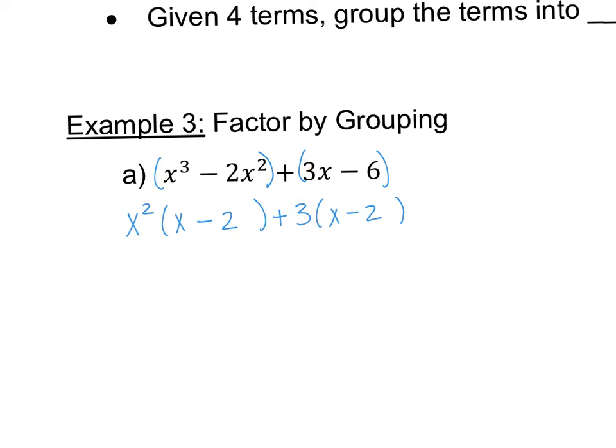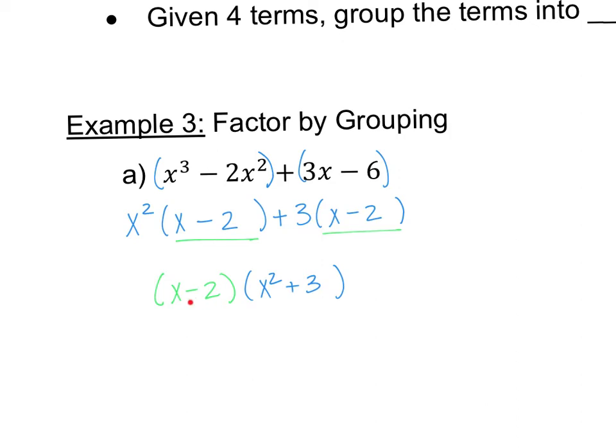And so from this case, I still have two terms, but I notice that both of them have x minus 2 as a factor. So I can pull that out, x minus 2. But what do I have left over? Well, I have x squared left over in the first term. Bring that down. This plus sign I need to bring down. And this 3 that was in front of the x minus 2 gets pulled down.